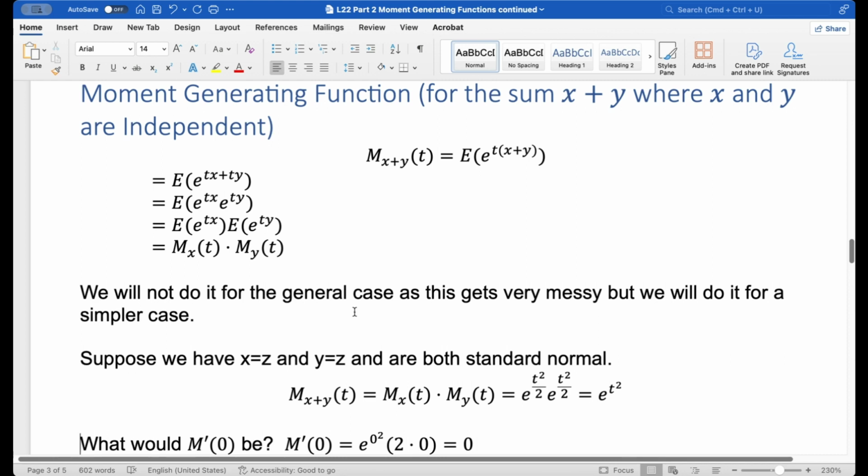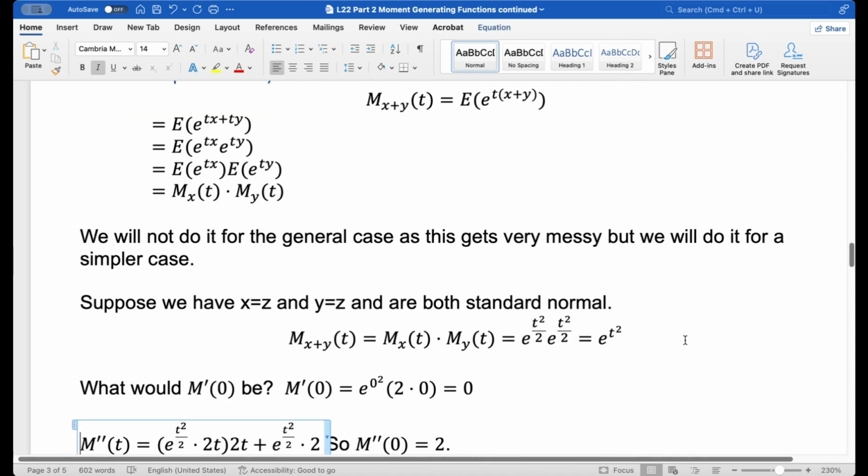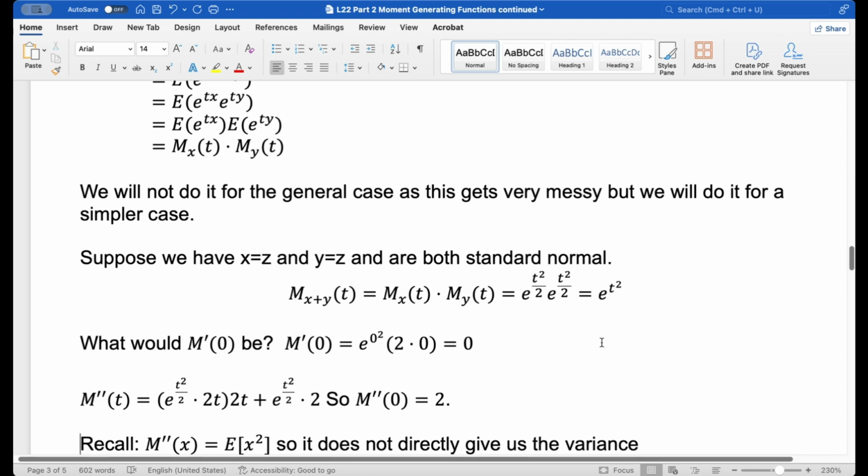So if we work with a standard normal distribution here, the mean of the sum will still be 0. The variance will be 1 plus 1, 2. So if we want to get the moment generating function, we just multiply the standard normal moment generating function times itself. E to the t squared over 2 times itself is e to the 2t squared over 2, which is just e to the t squared. So this derivative at 0 should match the sum of the means, which is 0, which it does. And then the second derivative should give us 2.